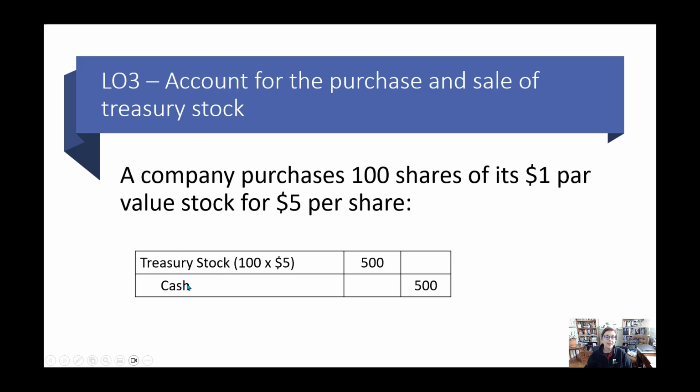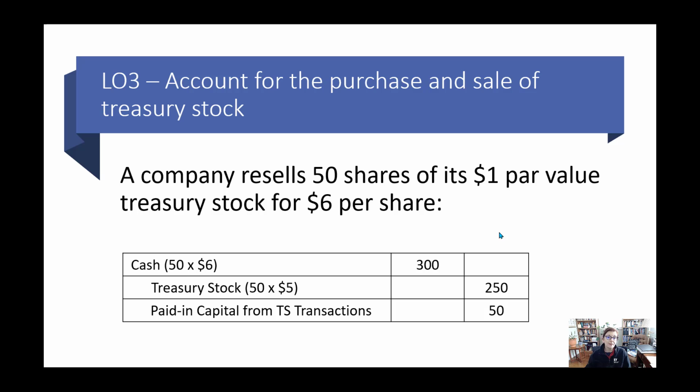This is a new account we haven't seen before. It is a contra stockholders equity account. It reduces stockholders equity. Now sometimes students get confused and they think this is an asset because it's a debit balance account. It is not an asset. Treasury stock is a contra equity account. All right. So when the company buys back stock, you debit treasury stock for the cost of the shares and you credit cash.